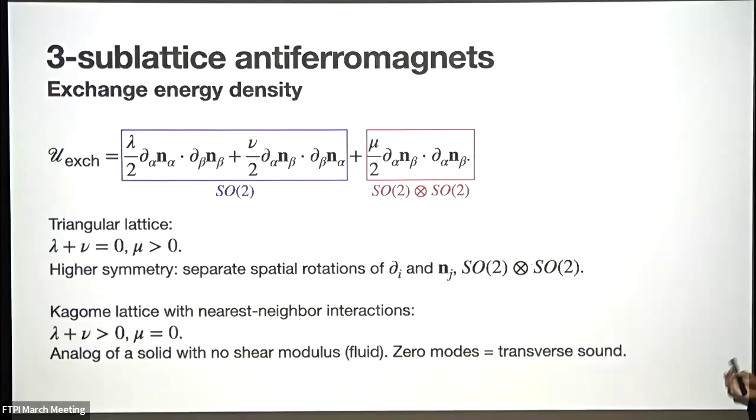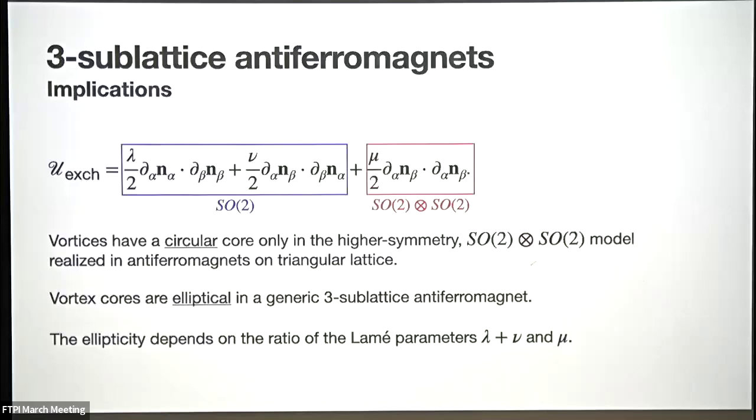If you're interested in what that symmetry is, I can tell you. These other terms require rotation of both the gradient indices and the spin frame indices, so the symmetry is lower. And on Kagome, you have just the blue parts, and on the triangular lattice, you have just the red part. And if you examine the structure of vortices in a theory with this higher symmetry, the vortices are basically circular.